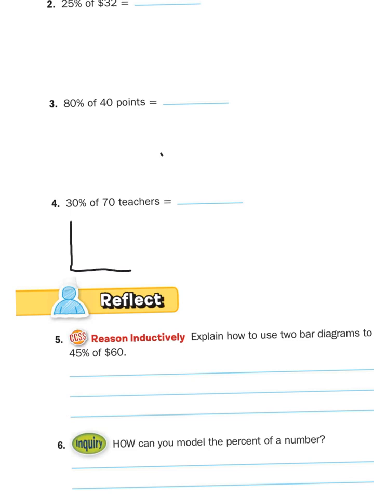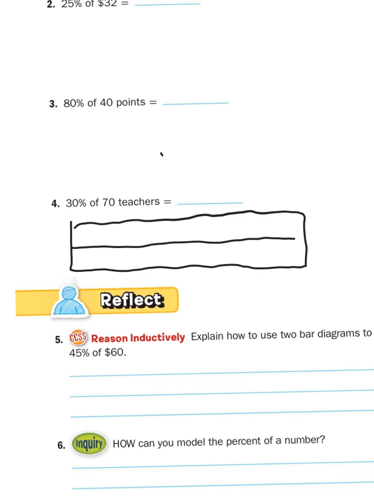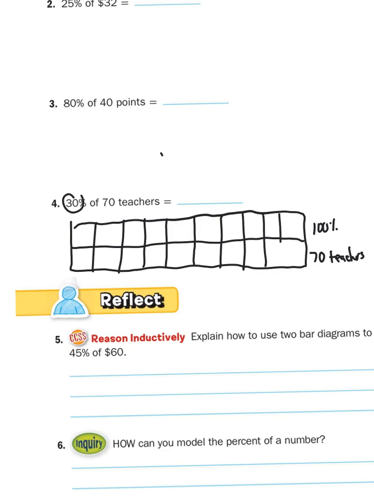So I'm going to draw a double. Okay. All right. And the 1 will be 100% always. The other is going to be our 70 teachers. Now, since it says 30%, what we're going to do is we're going to split this into 10%, because 30 is a multiple of 10. So remember how I did that investigation 1? Remember I split it in half? Then each half I did 5. 1, 2, 3, 4, 5. 1, 2, 3, 4, 5.